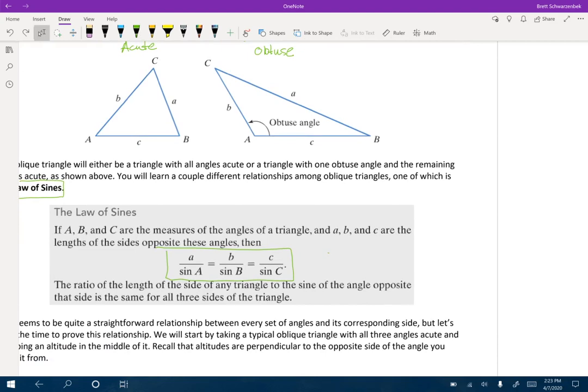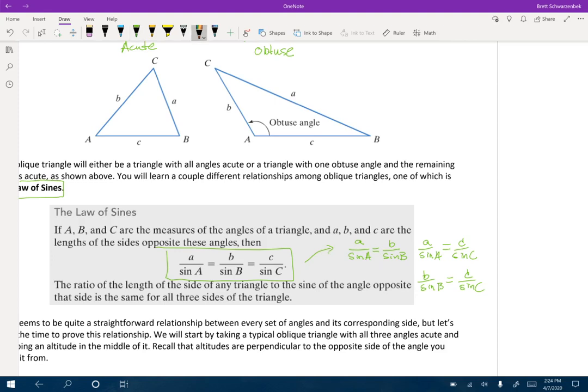This equation essentially creates three different equations. We either take a over sine A equals b over sine B, or a over sine A equals c over sine C, or b over sine B equals c over sine C. Any one of these sets of ratios is perfectly fine for setting up the equation.